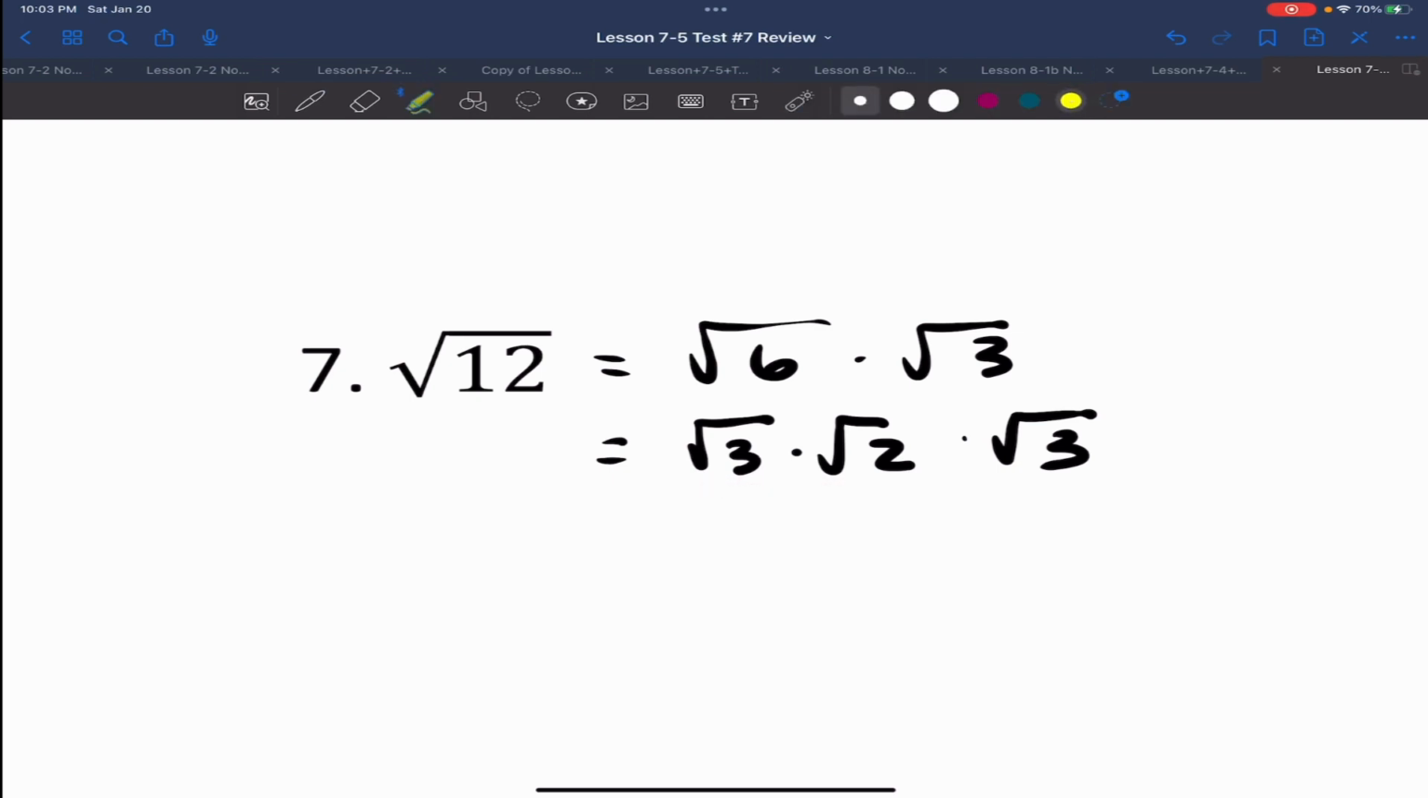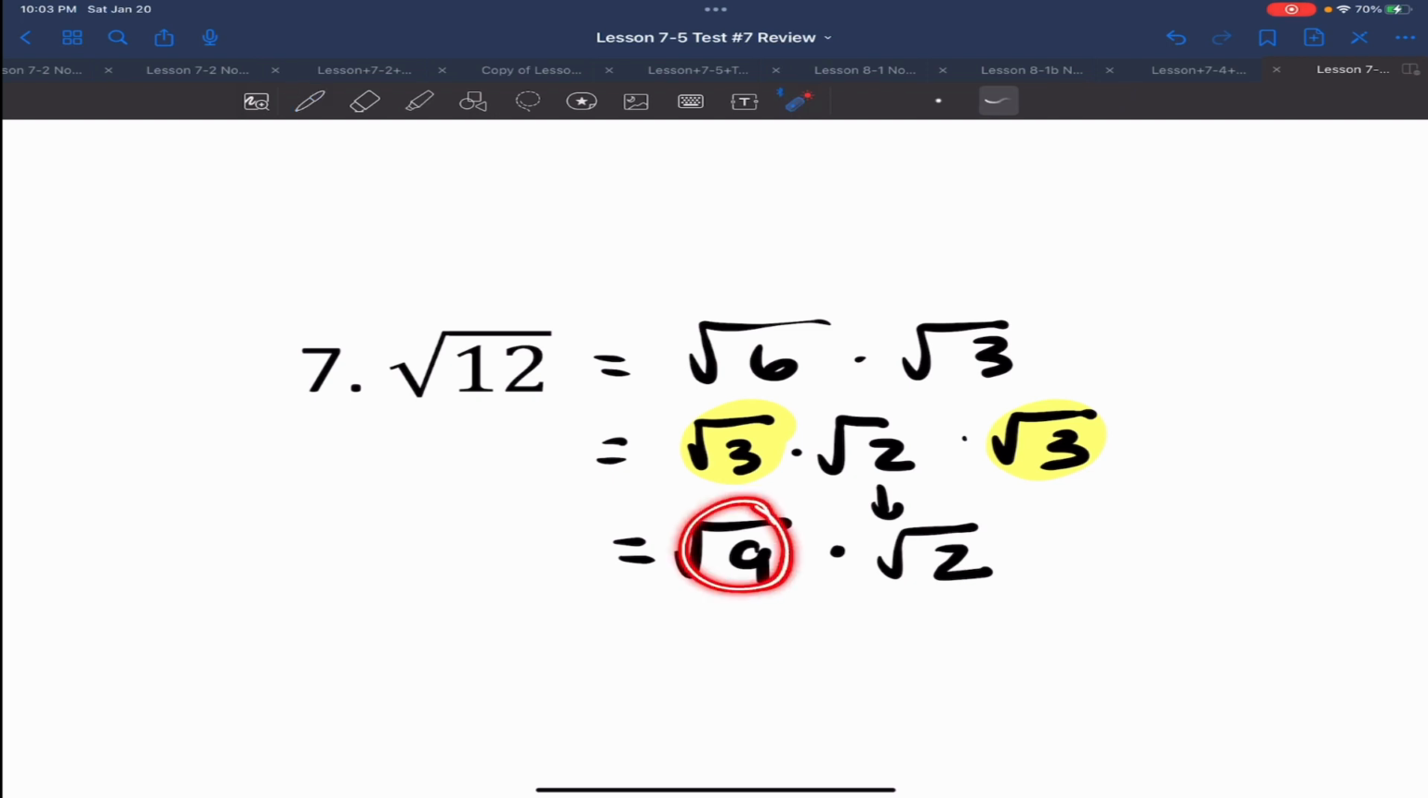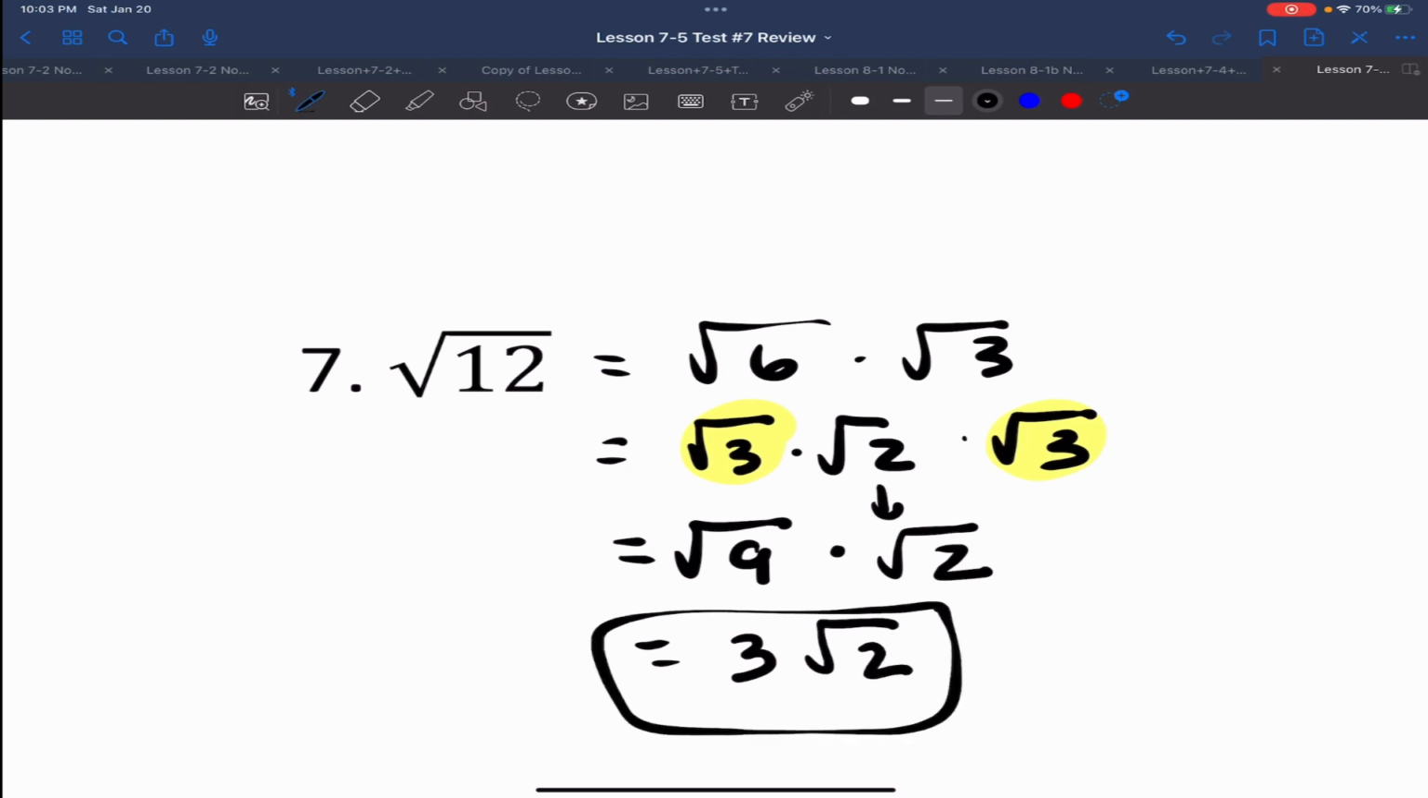And if I were to multiply the square root of 3 times the square root of 3, that is the square root of 9. And don't forget that root 2 there. And y'all, the square root of 9 is 3. So you multiply that with the root 2, this is your answer.